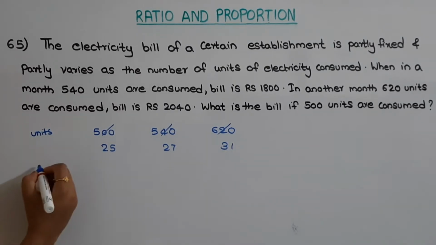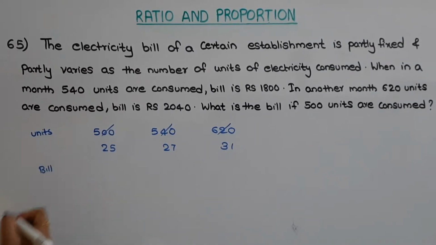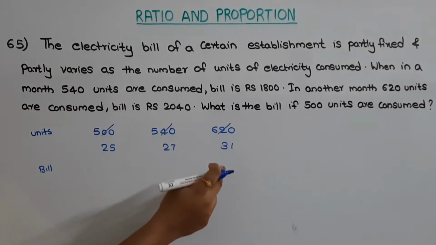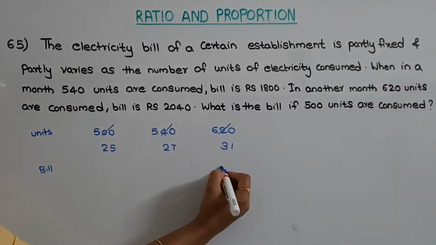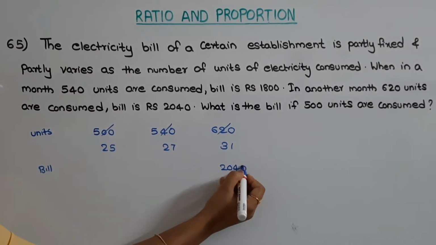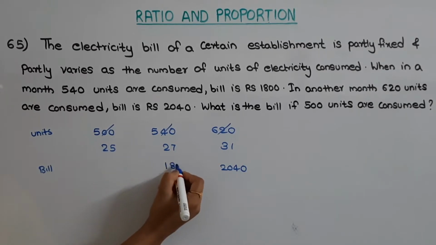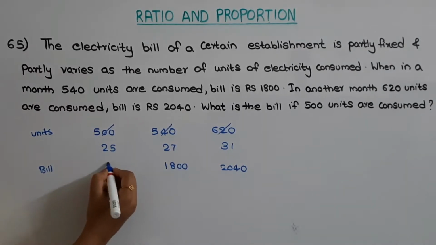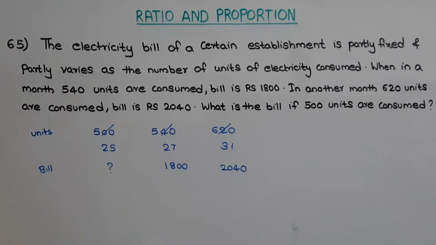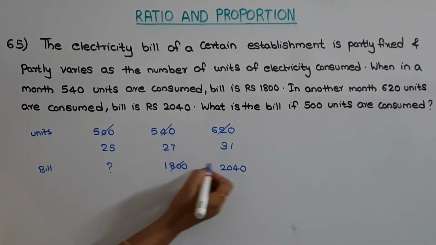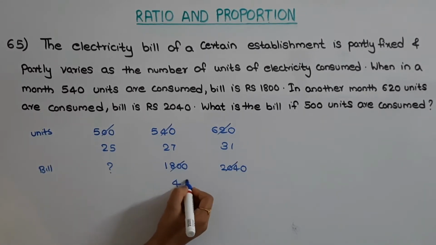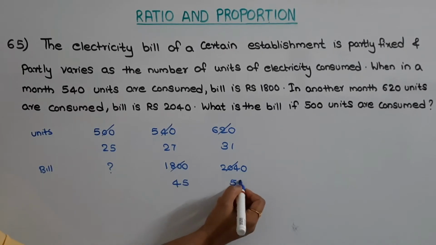Now let us write down the ratio of the bills. When 620 units were consumed, the bill was 2040. When 540 units were consumed, the bill was 1800. We need to find out the bill when 500 units are consumed. Let us simplify this. So we will get 45 here, and here we will get 51.